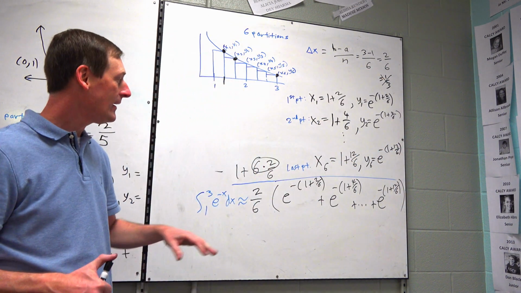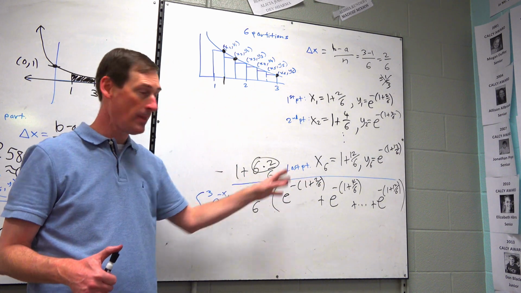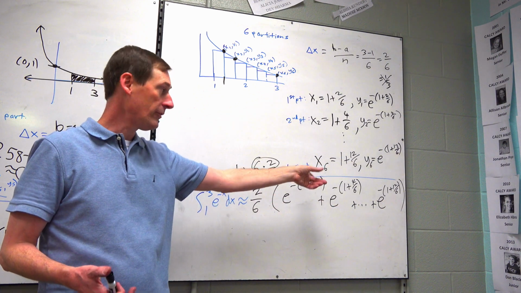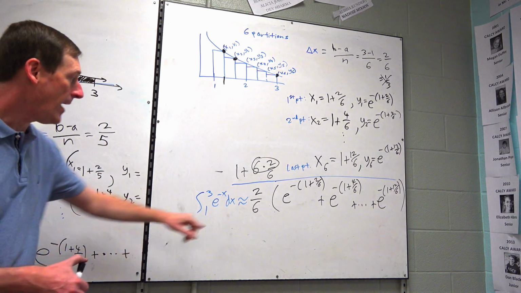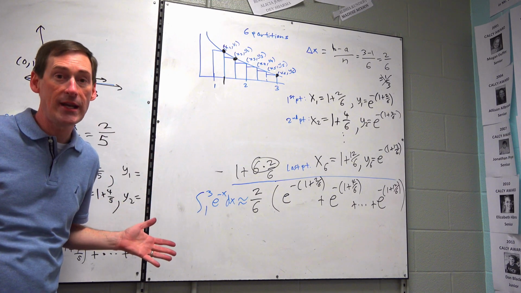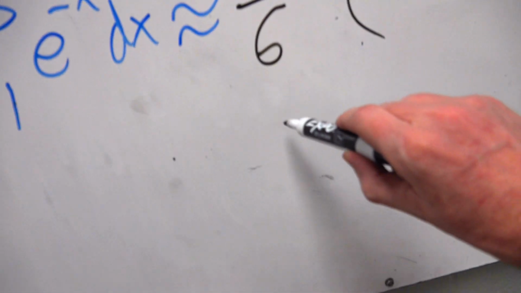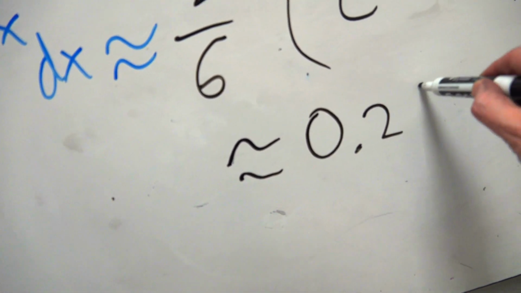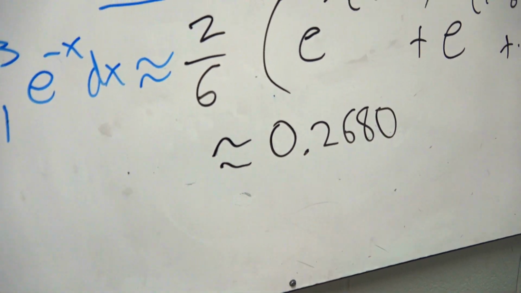We'll do that too. Can everybody see e to the negative x as the original function in there? Because you're going to look for that later. And then can everybody see it's just a nice pattern? 1 plus every even number over 6, basically, until you get to 12 over 6. Okay? And then there's your delta x right out front. All right. You can leave the answer just like that. And when I put all this into a calculator right here, I got roughly 0.2680 to four places, just about, okay?